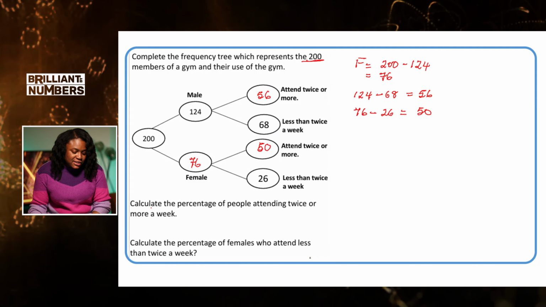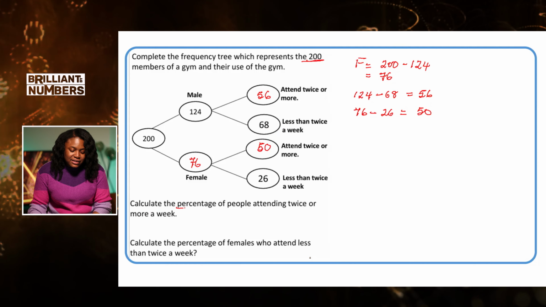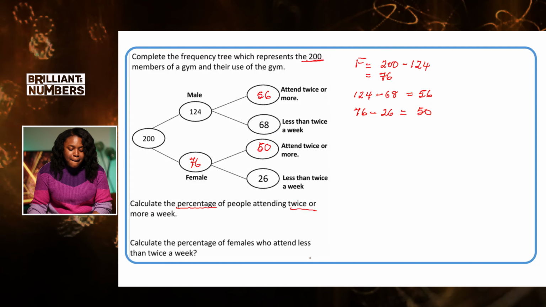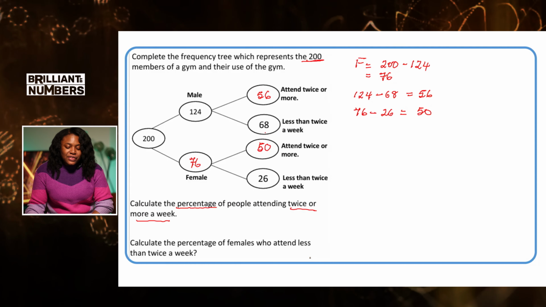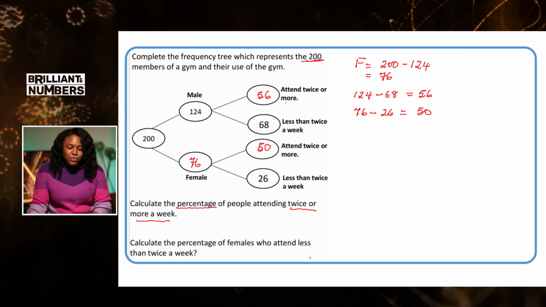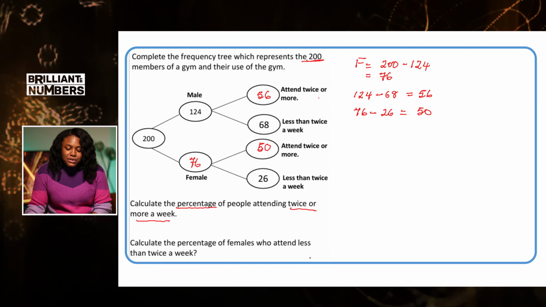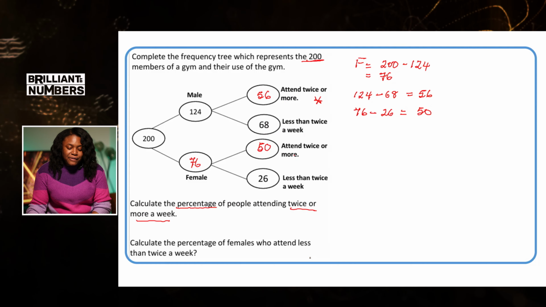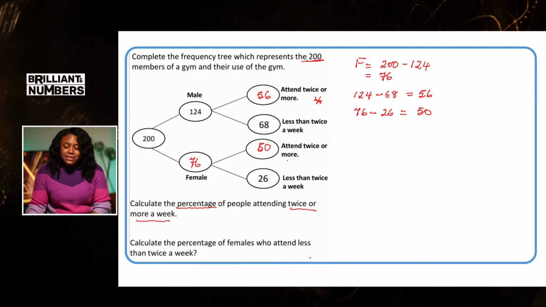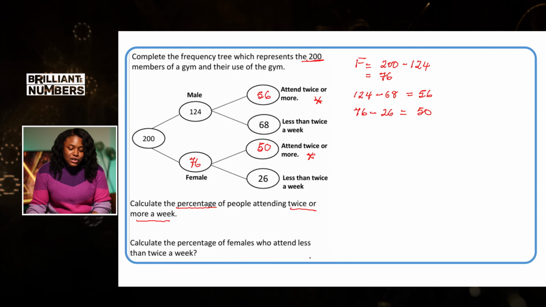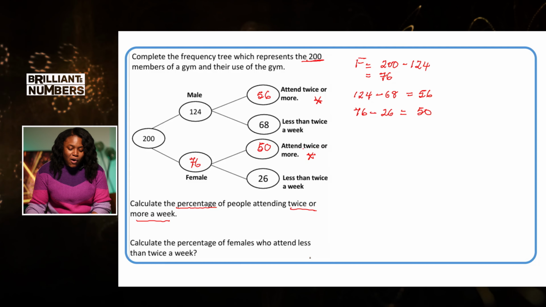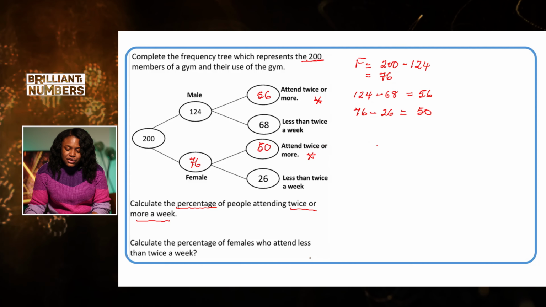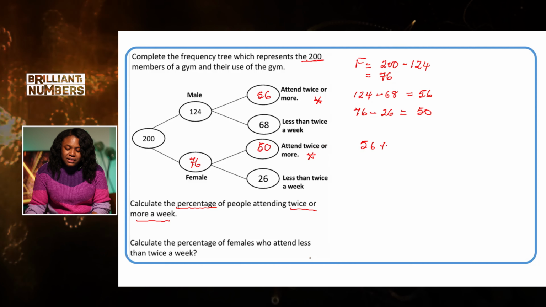So the first one asks us to calculate the percentage, so we underline that, of people attending twice or more a week. So that's going to include, so we look on our diagram, we look for twice or more. I'm just going to put a star here, so male 56, and also females who attend twice or more a week, let's put a star there as well. So now we need to get the total of male and female who attend twice per week. So we need to do 56 add 50.